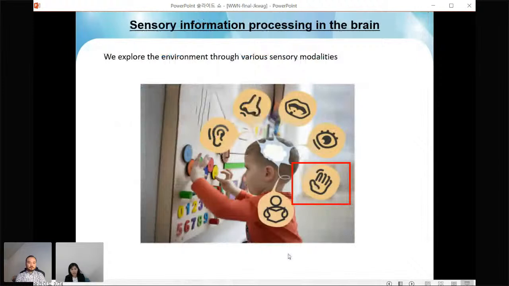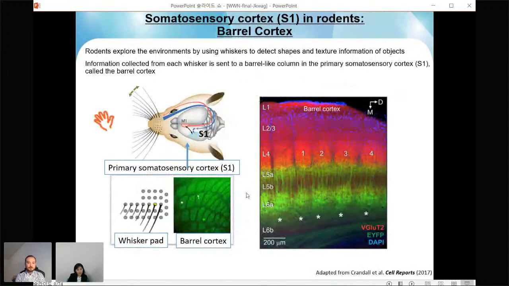So, sensory information processing in the brain. We use a lot of sensory modalities to constantly explore what is around us. We hear, smell, taste, see, and touch the objects around us to make sense of the world around us. And then using all this information, we somehow store it into memory. In humans, we use mechanoreceptors on our skin to explore the objects around us. Rodents also have mechanoreceptors, but they also use whiskers to detect objects around them.